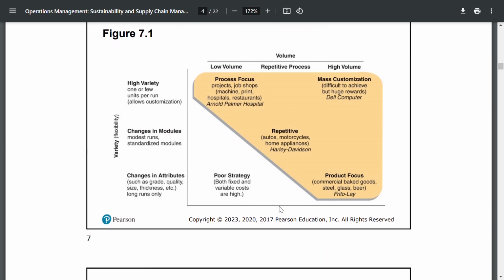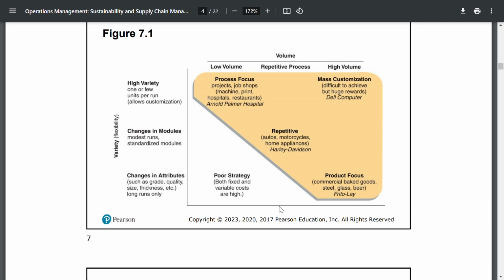And there are some poor strategies. For example, when both fixed and variable costs are high. A poor strategy can be having low volume and little changes in attributes. So it's a fixed product and it has very variable costs, and this is basically a poor strategy. If you want to have a fixed product, you're going to produce it in the masses in order for it to succeed.